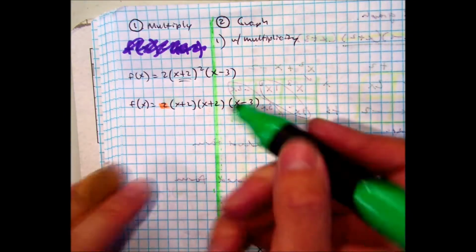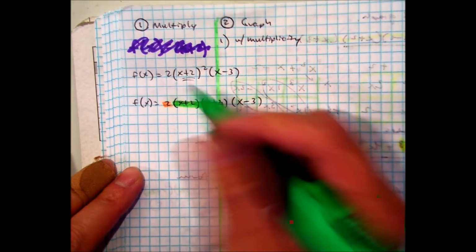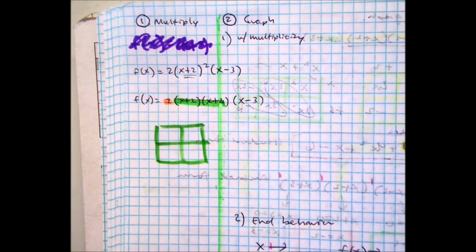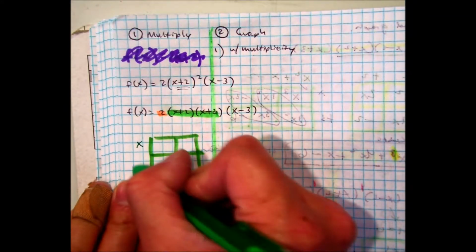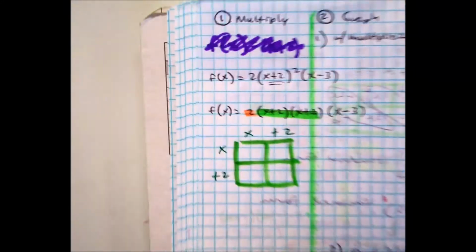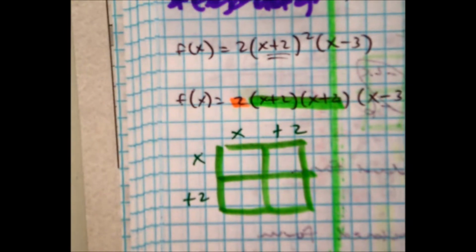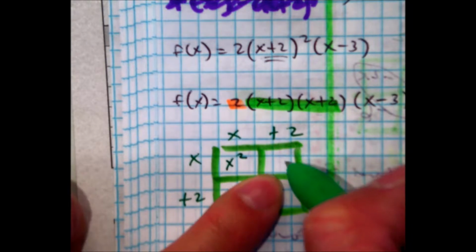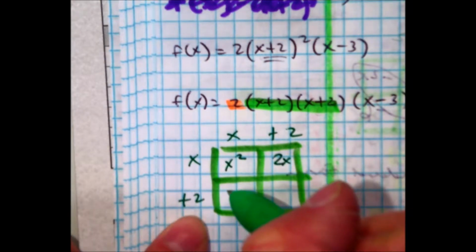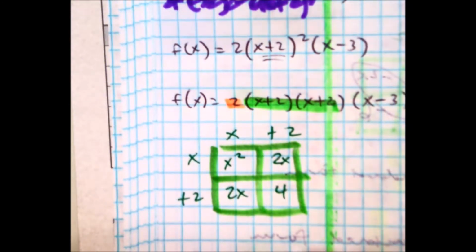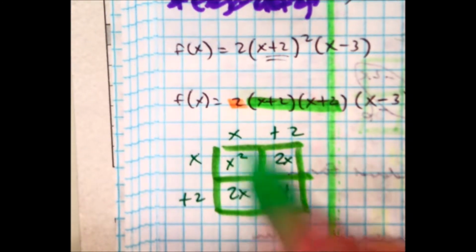So now I'm going to multiply x plus 2 times quantity x plus 2. Hopefully you used a box. So I'm going to write x plus 2, x plus 2. Class, go ahead and multiply here, here, and here. Let's go ahead and combine like terms. So what do you get?